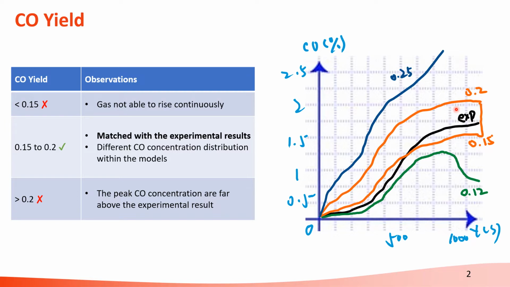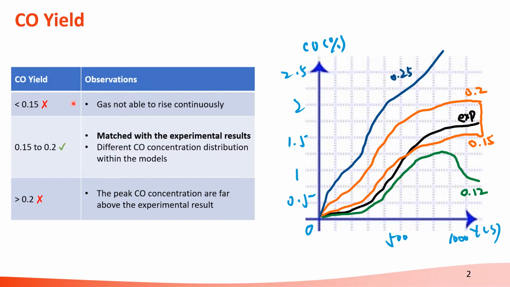So for 0.2 CO yield in our FDS simulation, the gas released from the smoldering fires is only set as carbon monoxide and carbon dioxide. So if we set the CO yield as 0.2, for example, we'll have 0.2 CO and 0.8 carbon dioxide released from the surface. So let's take a look at the result.